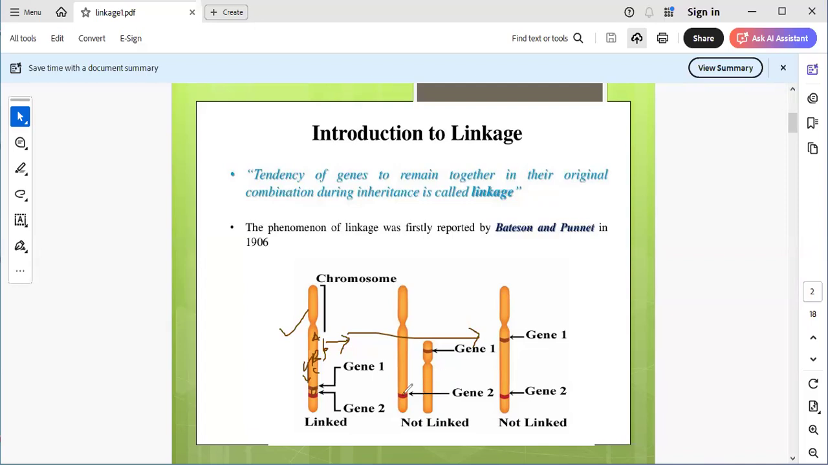So for example, here one gene is there, here another gene is there. There is no linkage we can observe because the two genes are arranged on different chromosomes. And here one gene is here, another gene is very far away from gene 1. So that's why there is no linkage observed in these two genes. In this case we can call them not linked, and in this case also not linked. But in this case they are linked genes. Is it clear?